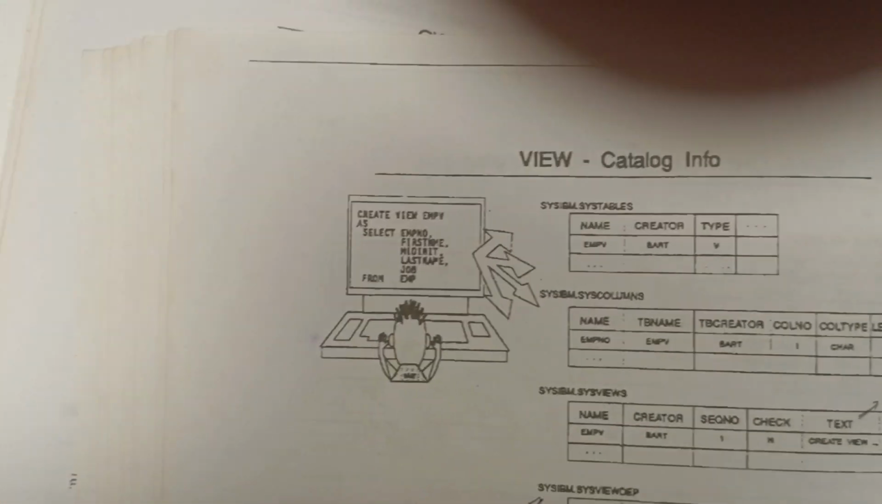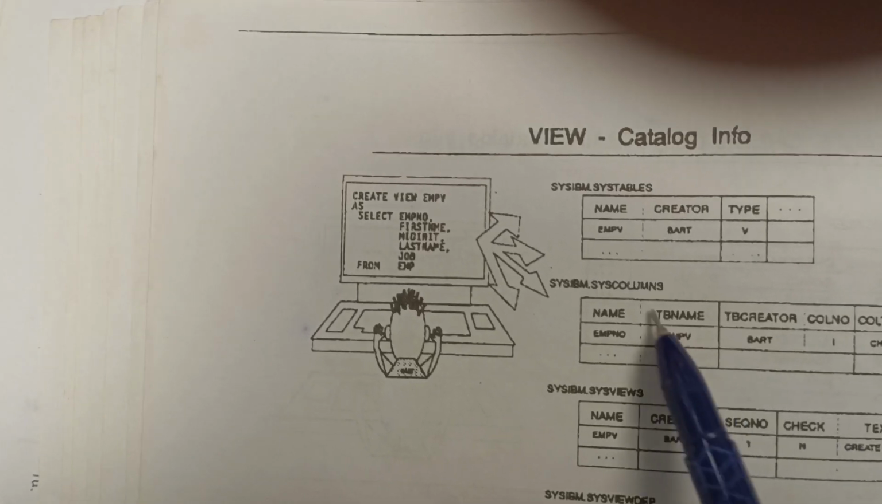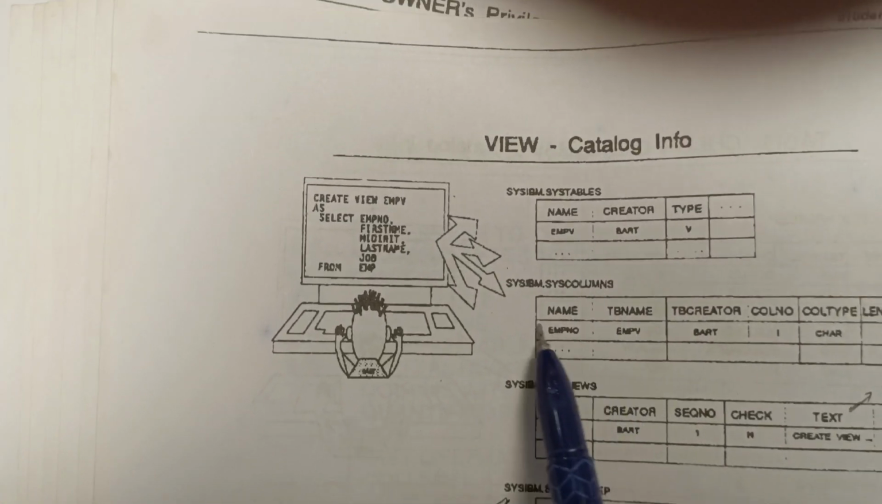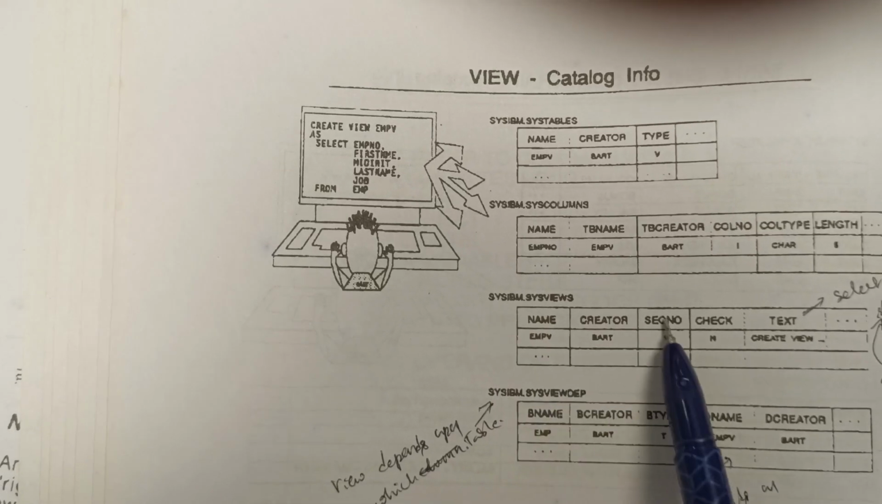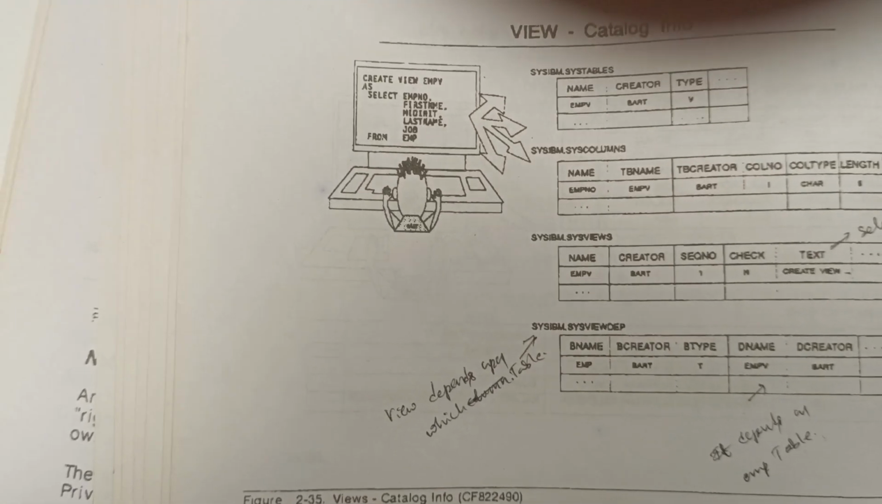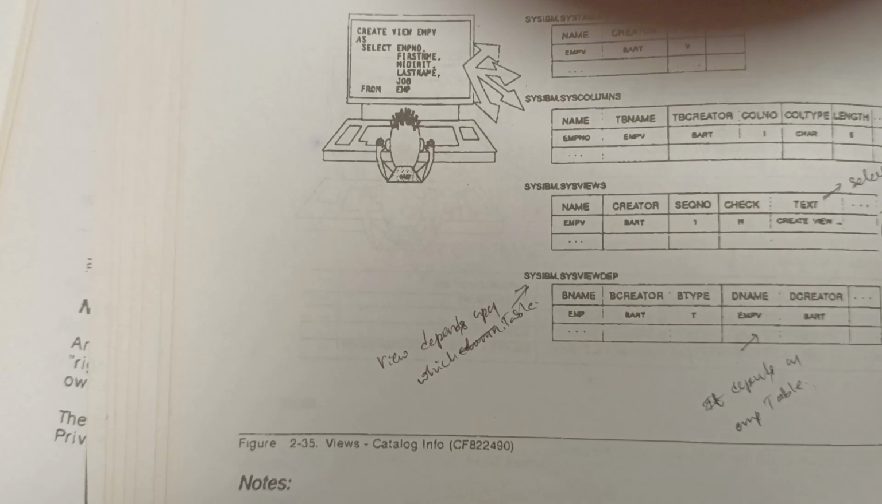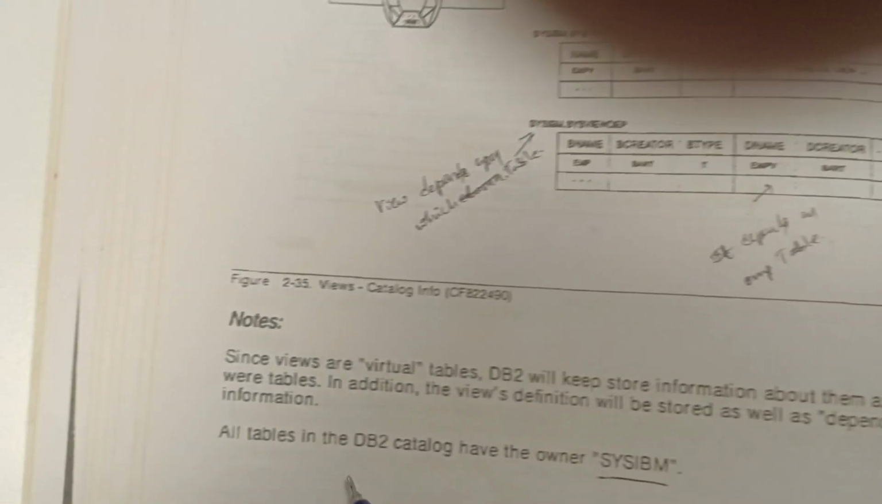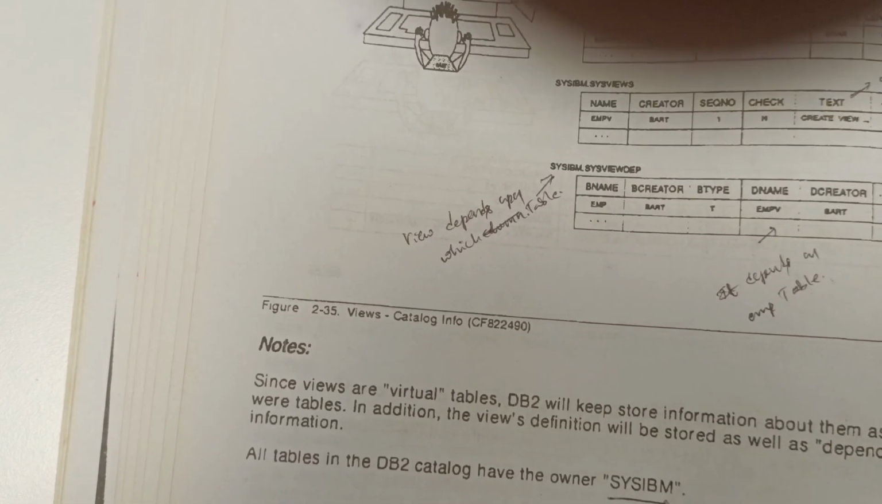And these are sample system defined tables. We have discussed the DB2 SYSTABLES earlier, SYSCOLUMNS and what will be stored there, and SYSVIEWS and SYSVIEWDEP for the corresponding views. What are the view names here? Cross reference of the view. All tables in the DB2 catalog have the owner SYSIBM.